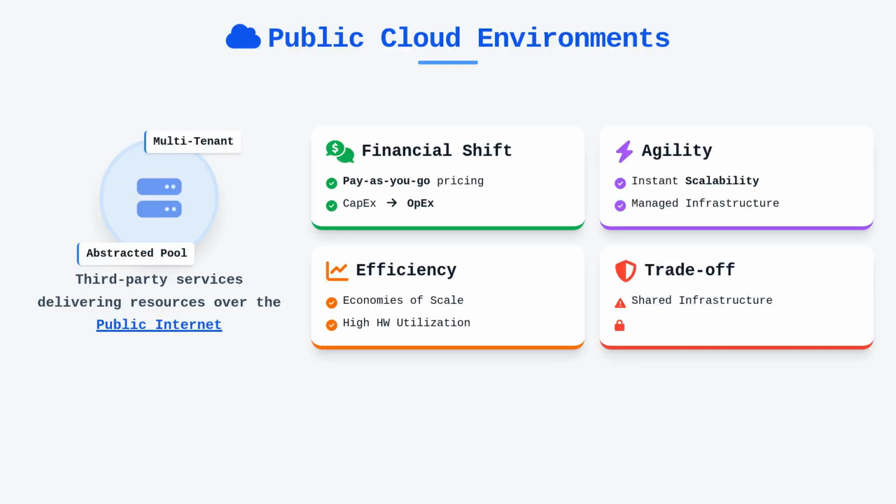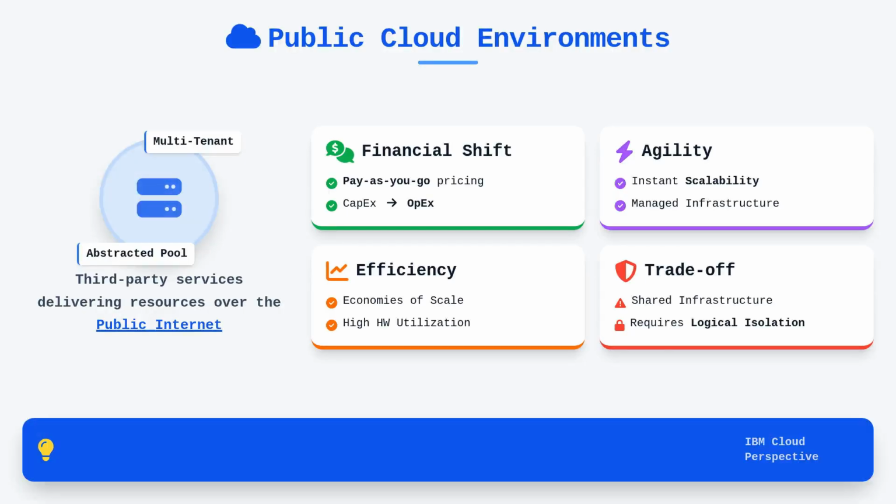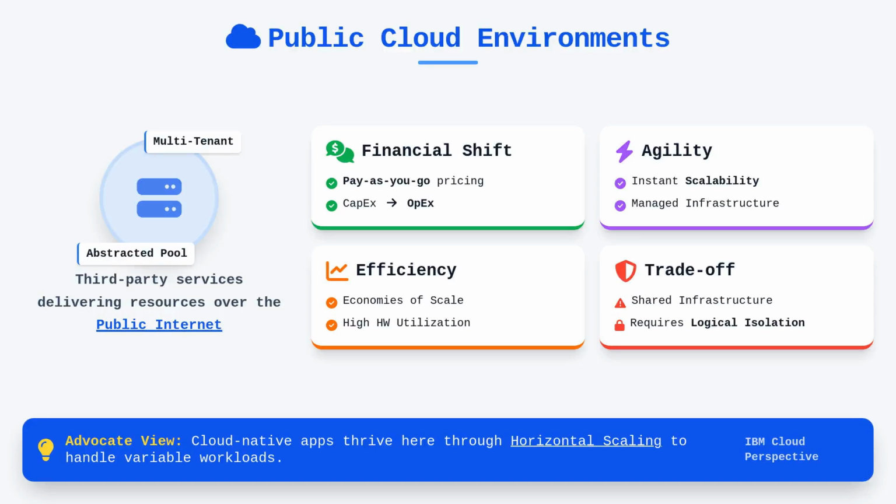scalability. However, this accessibility comes with the trade-off of shared infrastructure, which requires trusting the provider to enforce strict logical isolation between different tenants. Understanding this balance is central to the IBM Cloud Advocate perspective, as most cloud-native applications are designed to thrive in these shared, elastic environments where horizontal scaling is the default expectation for managing variable workloads.